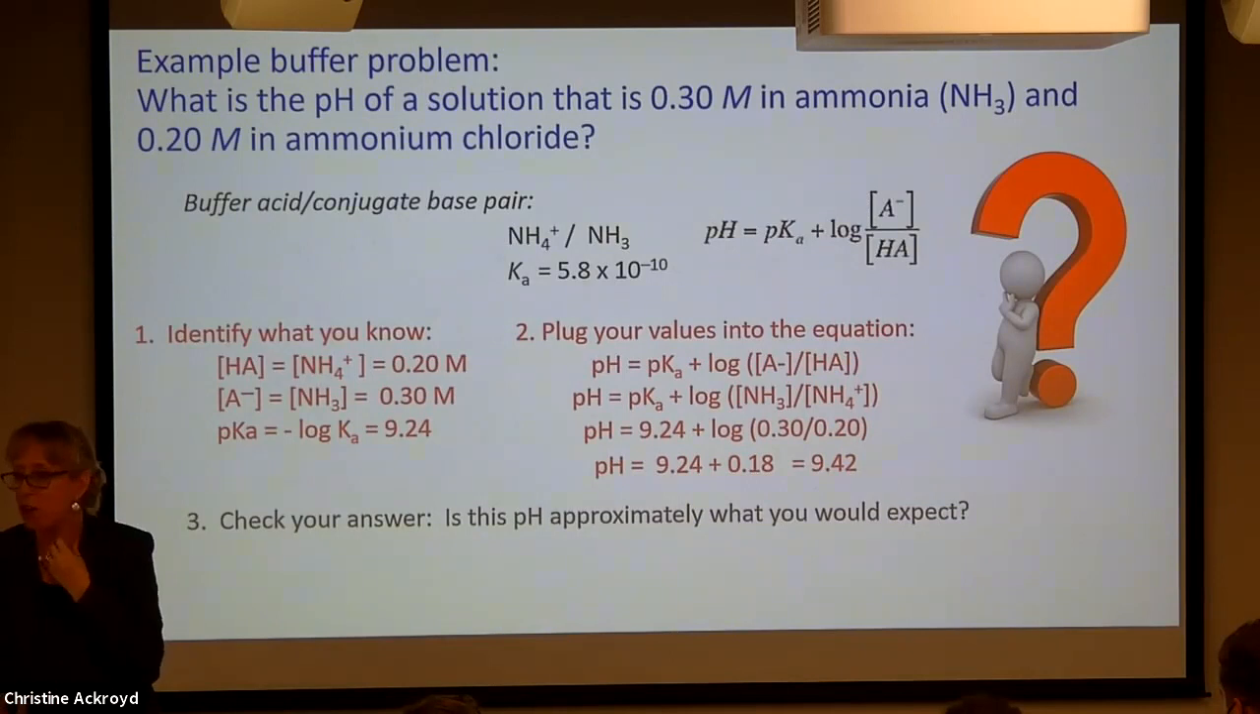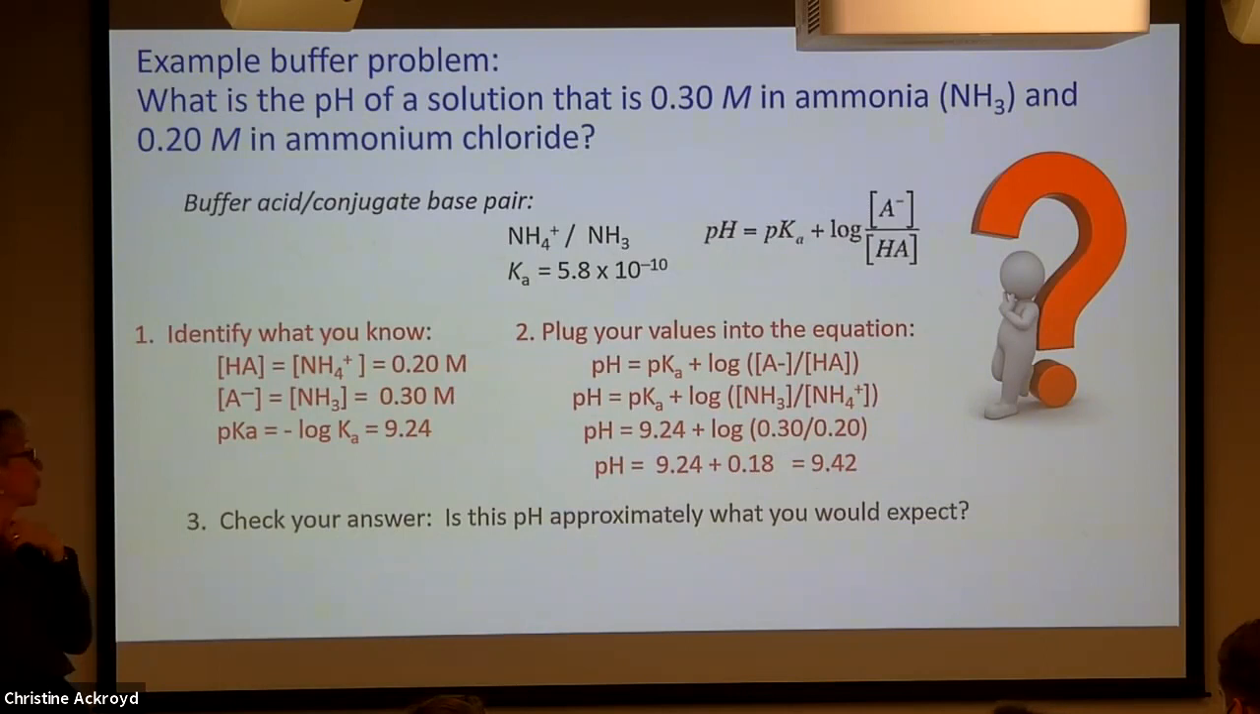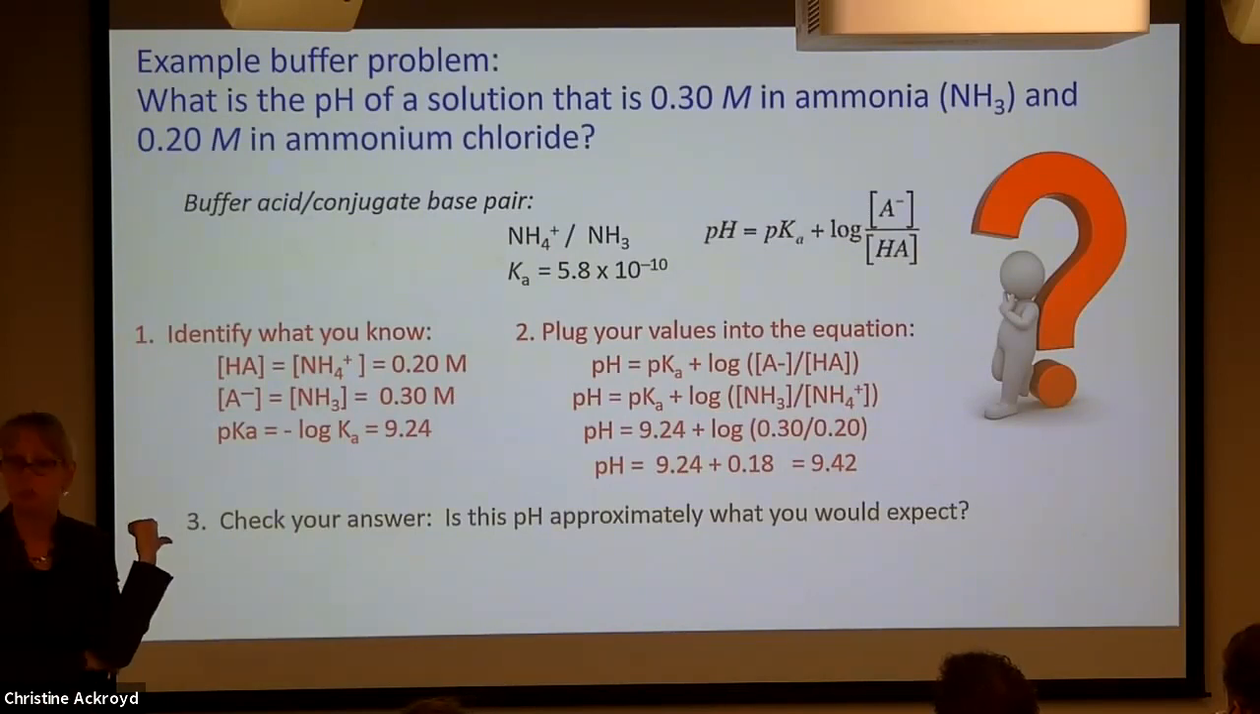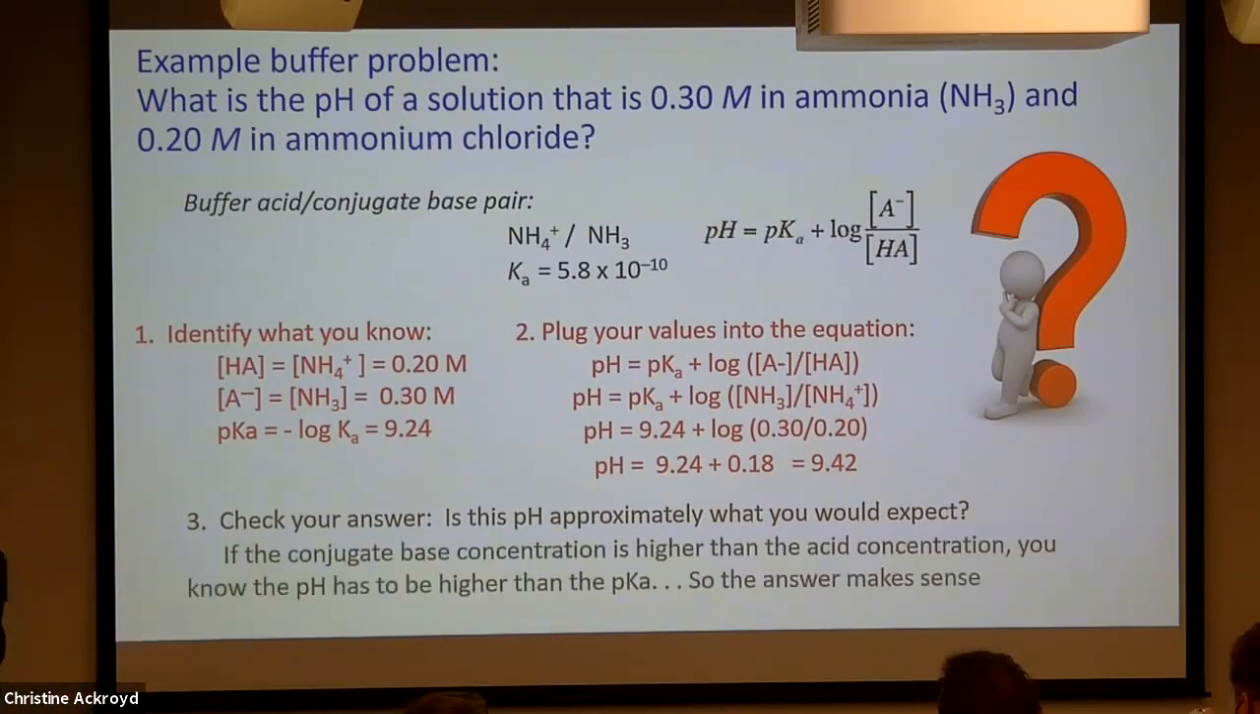You have some intuition to help you catch any mistakes that you made. So first question, is the pH approximately what we would expect? So we expect the pH to be about around the pKa, right? So the pKa is 9.24. We calculate a pH that's a little higher than that. Is that what we should have? What do we have more of, the acidic form or the basic form of the buffer pair? We have more of the basic form. So is this pH what we should expect? Absolutely. Okay.